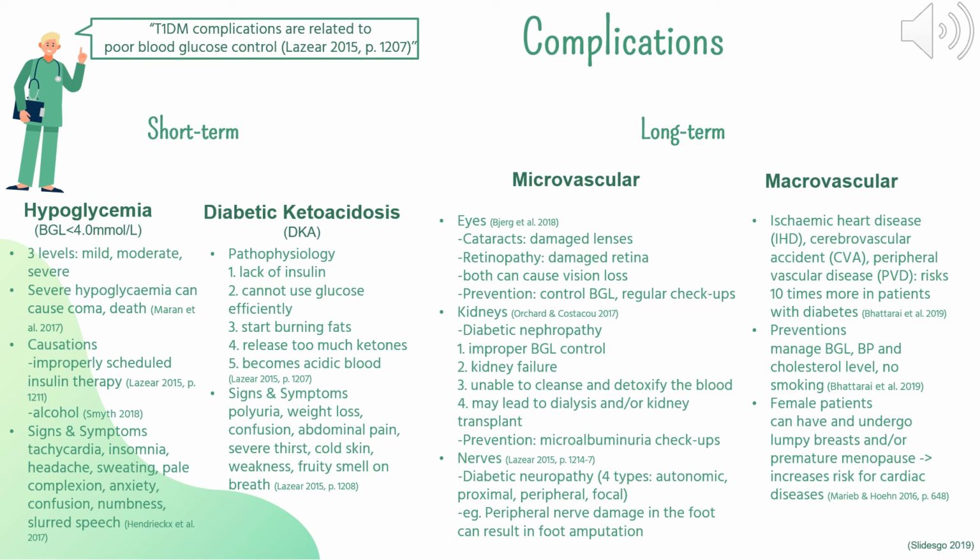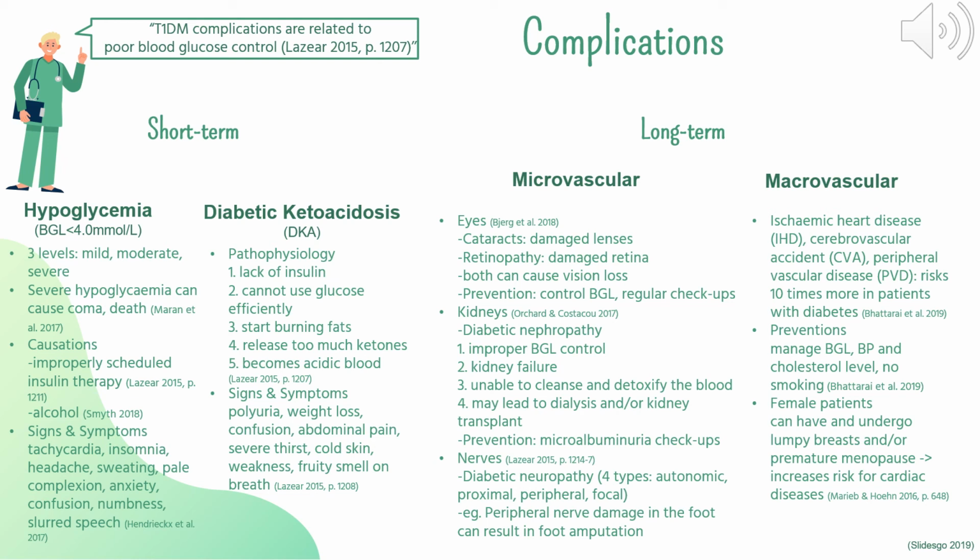Now, let's look at the long-term complications. Uncontrolled BGL can damage the body's small blood vessels, which can cause microvascular complications. So if the damage is in your lenses, it may cause cataracts. And if it's in your retina, it will cause retinopathy, which is the more common complication. And they both can cause vision impairment. To avoid this, keep BGL under control and have a dilated eye checkup annually.